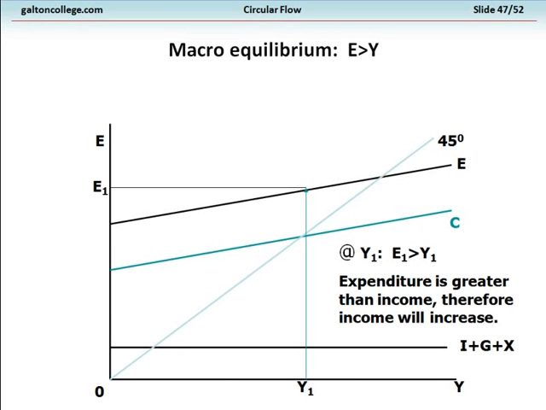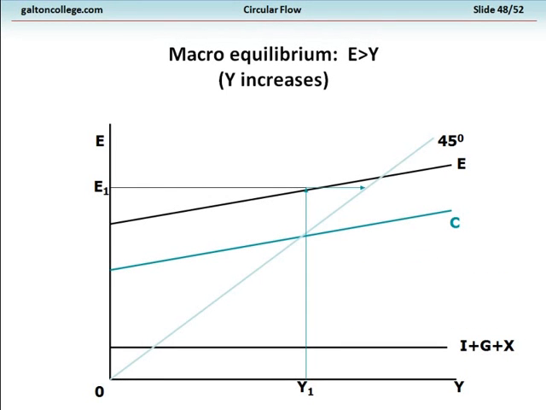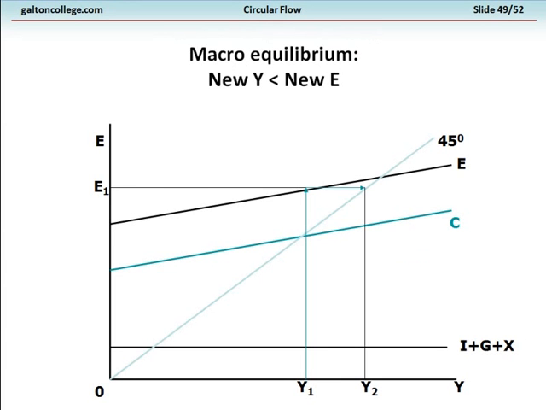If we take the point Y1, then E is greater than Y1. We see, for E to be the same as Y1, it would have to cut at the 45-degree line. But over here, it's greater. So E is greater than Y1. Expenditure is greater than income. Therefore, income will rise. It's the case that income must rise because the expenditure is going somewhere. In this case, income will rise to Y2.